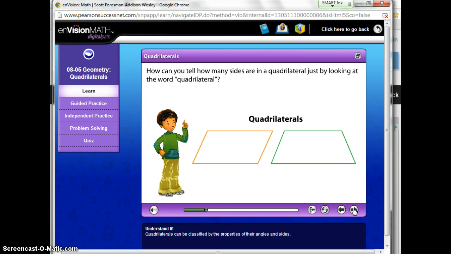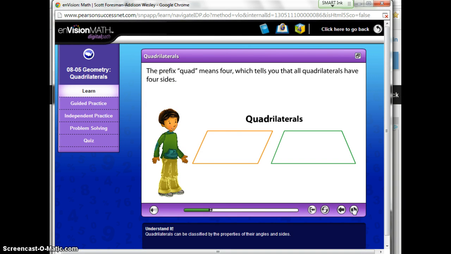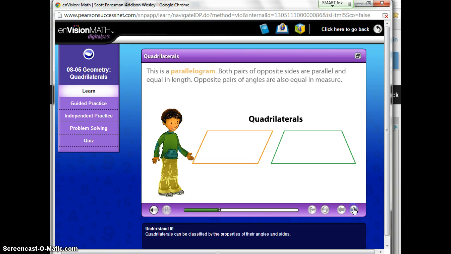How can you tell how many sides are in a quadrilateral just by looking at the word quadrilateral? Do you see something in there that gives you a hint? Darius? Quad. The word quad, it means 4. That's right. Quadrilaterals can be classified by their angles or by their sides.